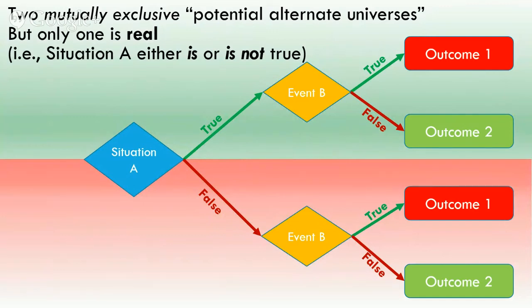And then event B either happens in the world where situation A is true, and then you have the possibilities of outcome 1 and outcome 2 with the probabilities of the event being true or false. Or event B happens in the world where situation A is false, where it's not true. And then you have potentially different probabilities of event B happening or not happening. It's important to conceptualize that there are these two possibilities for situation A, and that sets up two different universes. Only one of them is true. The key is that we just don't know which one is true. But one of them is, and one of them is not.